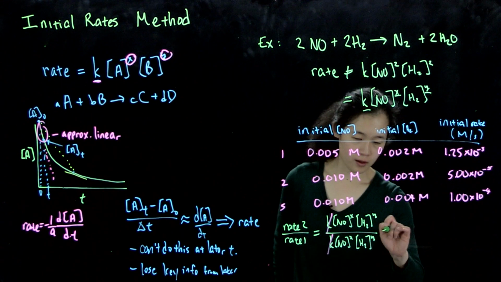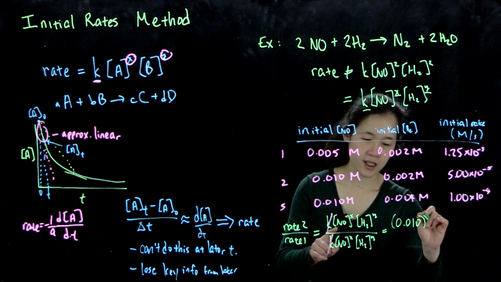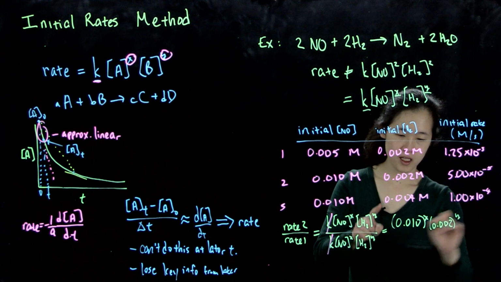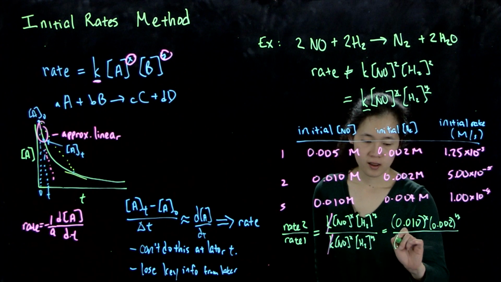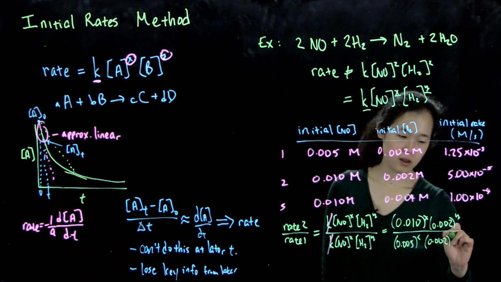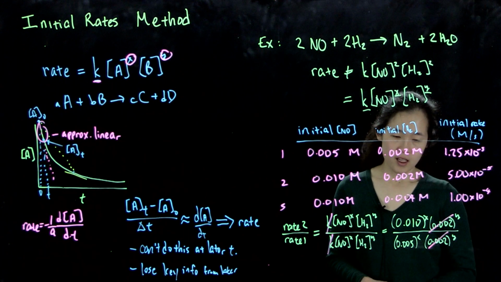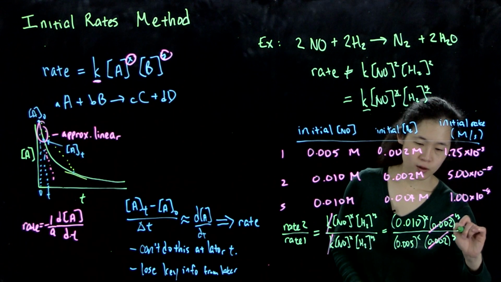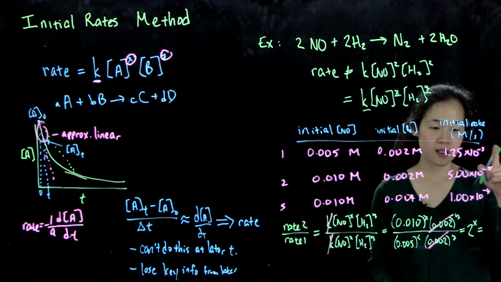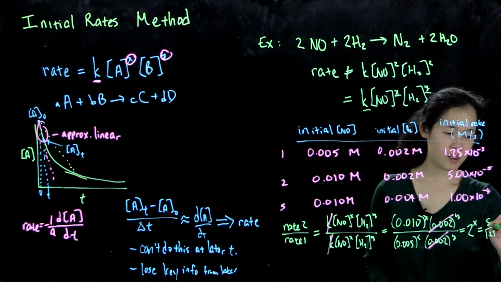So this is going to be equal to, for rate 2, NO was 0.01 to the x, H2 was 0.002 to the y, and then this was 0.005 to the x, 0.002 to the y. So again, our concentrations of hydrogen cancel out here. And then in the end, we have 2 to the x, and then we divide the rates here. And this is going to be 5 over 1.25, which equals 4.